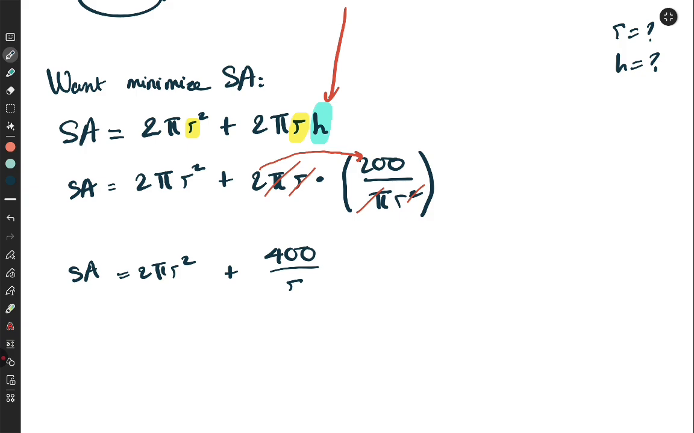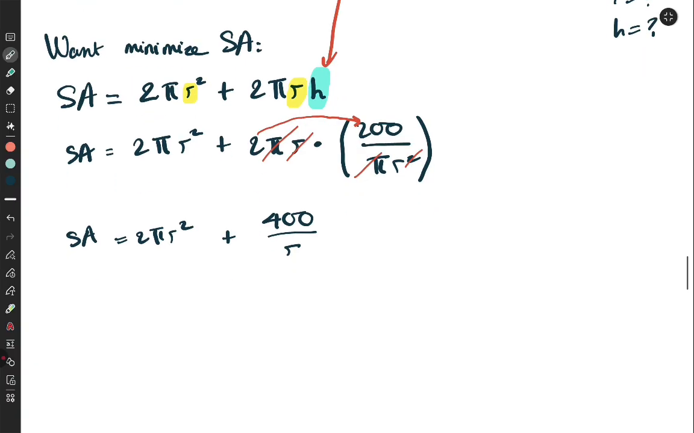Okay, so now you have surface area. You want to minimize that. In other words, you're looking for a local minimum. Okay, in calculus terms, find the local minimum of that. Local minimum means derivative. Okay, derivative. Prime.